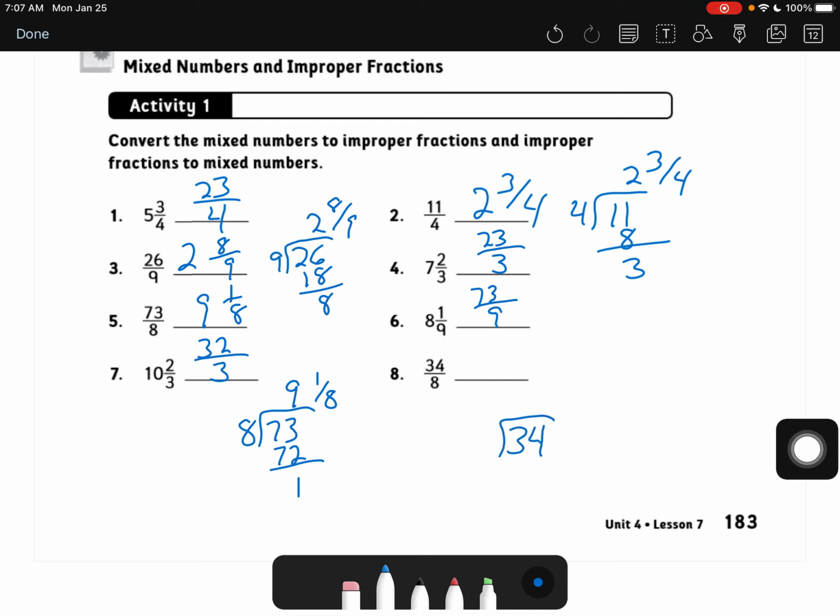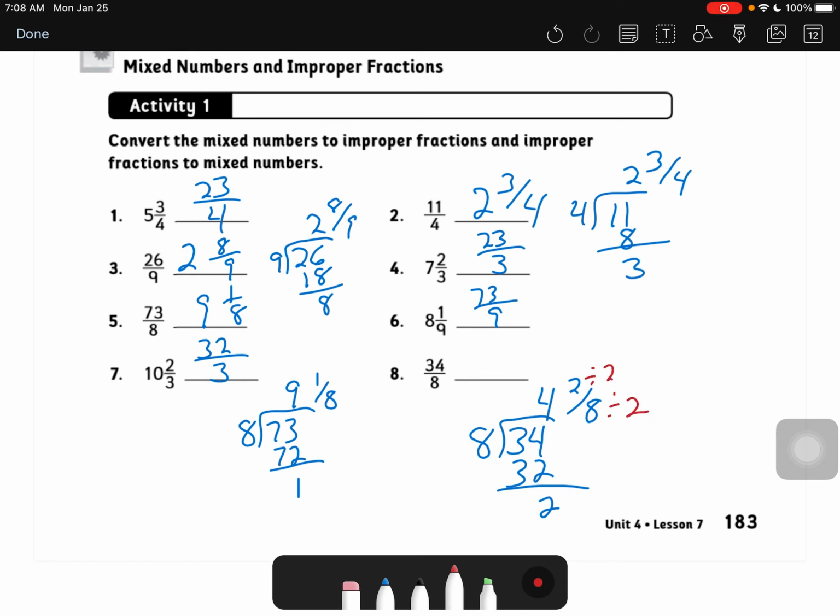34 divided by 8. 8 goes into 34 4 times. And so that's 32. We get a remainder of 2. So that is 4 2/8, which we can reduce by dividing by 2, and my final answer would be 4 1/4.